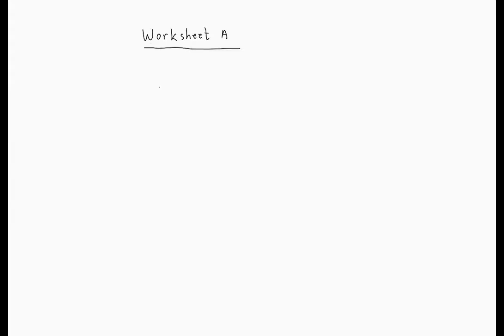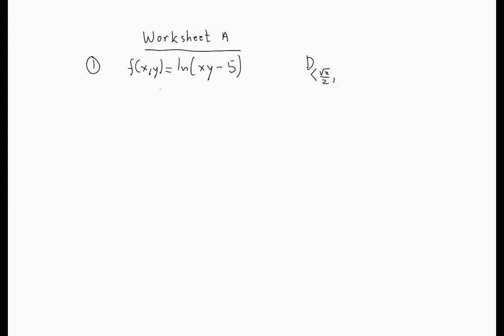Okay, so let's solve the problems of worksheet A. And let's begin with finding the directional derivative for the function f of x, y equals ln of xy minus 5. We want that at the point (2, 3) in the direction of the vector (square root of 2 over 2, square root of 2 over 2). This is what we want to compute.